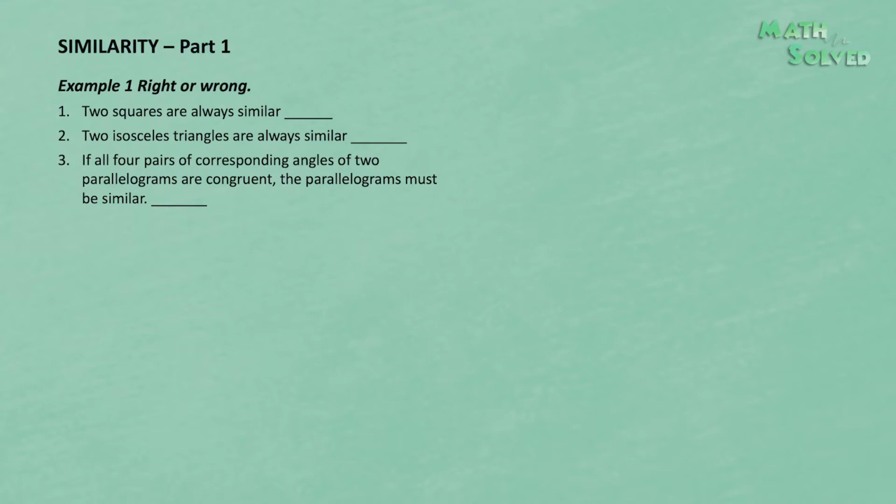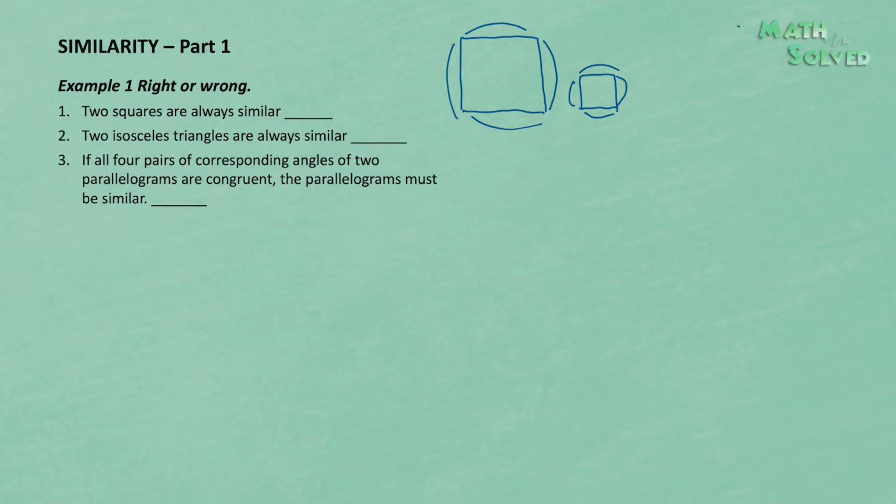The first one: two squares are always similar. If you draw two squares, it will be like this. We know all four angles of a square are equal to 90 degrees, and all four sides of a square are congruent to each other. So if this side over this side is 2 over 1, then this side over this side is 2 over 1, and this side over this side is 2 over 1, and this side over this side is also equal to 2 over 1. Therefore, the corresponding angles are congruent, and the corresponding sides are proportional, or have the same ratio.